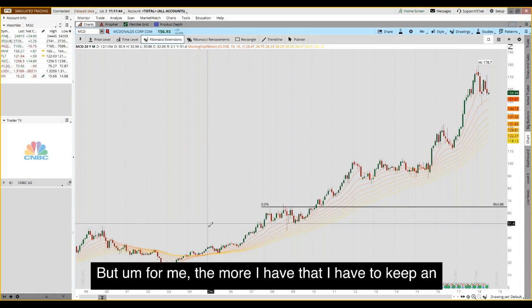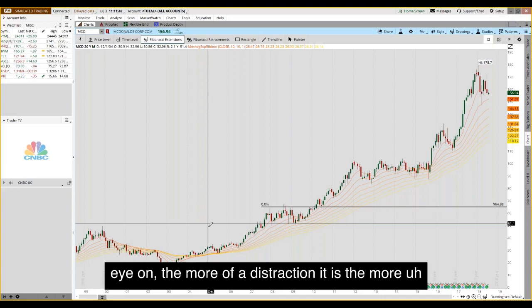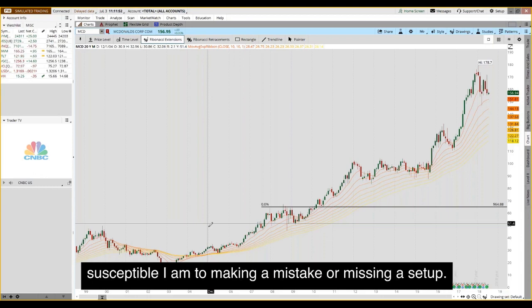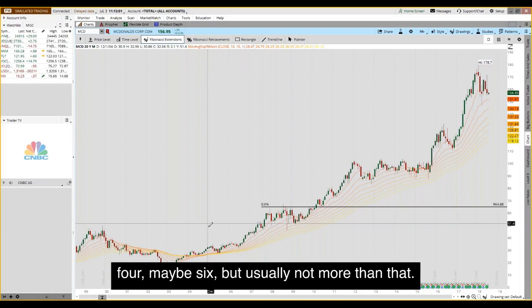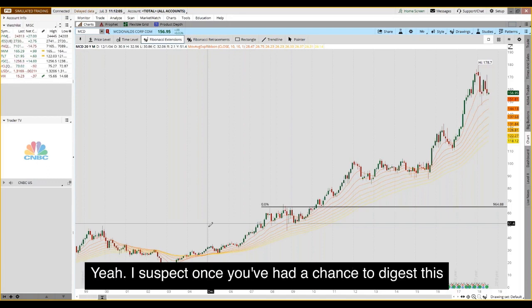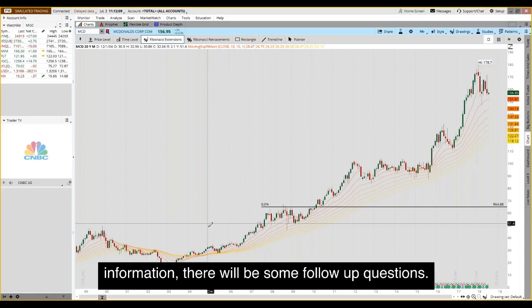But for me, the more I have that I have to keep an eye on, the more of a distraction it is, the more susceptible I am to making a mistake or missing a setup. So start off with 1 or 2, try to work your way up to 4, maybe 6, but usually not more than that. I suspect once you've had a chance to digest this information, there will be some follow-up questions.